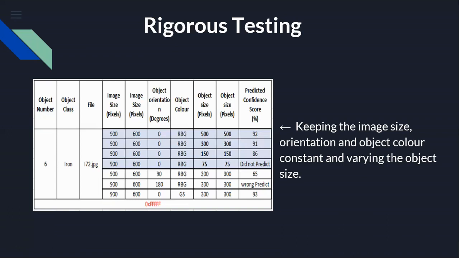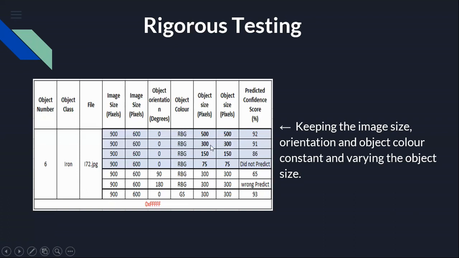For every metric, I kept varying one parameter and keeping all the other parameters constant. So in this matrix, you can see that for the object iron with the file name i72.jpg, I am keeping the image size, the object orientation, and the object color constant, and just varying the object size. At first, I kept the object size at 500 by 500 pixels and let the model predict, and the model was able to predict with 92% accuracy for this particular object.